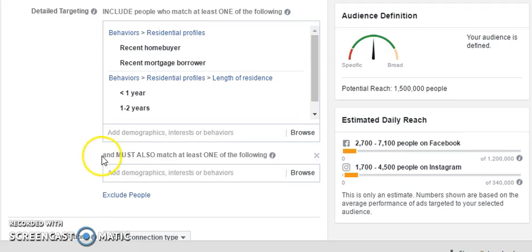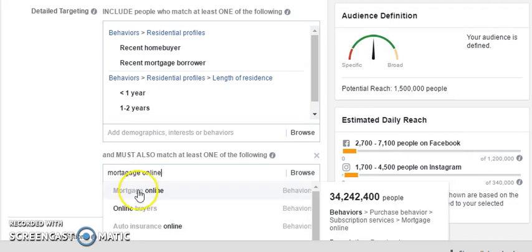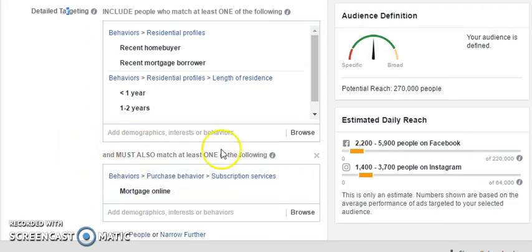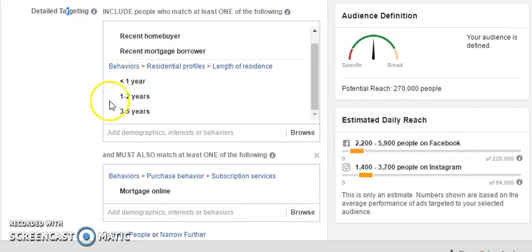Here's the trick, where it says and must also match at least one of the following. So we're going to type in Mortgage Online down here, and now if you look over here at the numbers, it greatly decreased our potential pool of people. So they have to either be a recent home buyer, a recent mortgage borrower, and length of residence has to be one of these, and they must also be highly receptive to receiving an online mortgage offer. So now you have a much, much more targeted pool of people that are going to be highly receptive to doing a refinance with you.